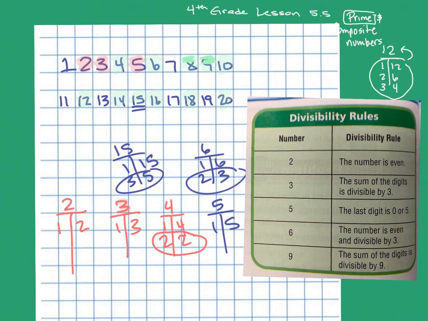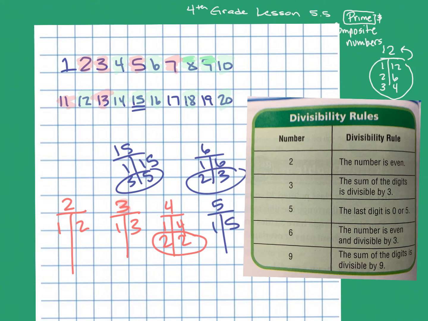7 is 1 times 7 and nothing else. So that would be prime. There's nothing else that builds a 7. No other factors build a 7. 11 is 1 times 11. Nothing else will build that. Prime. 13, 1 times 13, and that's it.